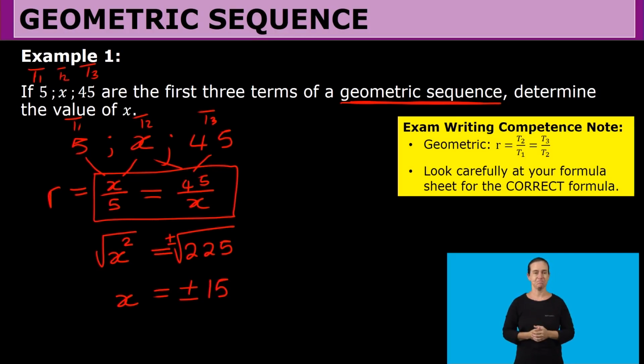So that is how you calculate when you are given variables in the sequence. As long as you are told which kind of sequence it is, that should make things easy for you, because you would know how to calculate either the common difference or the common ratio. Let's move over to our second example.